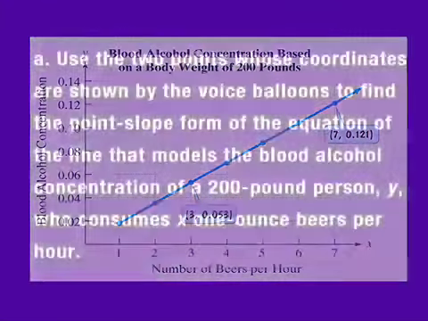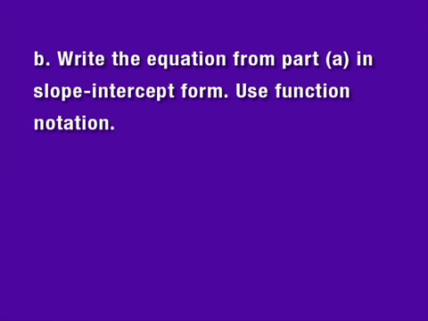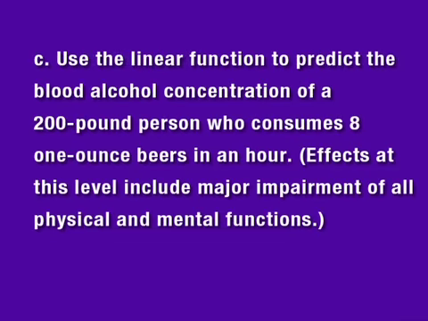Part A. Use the 2 points whose coordinates are shown by the voice balloons to find the point-slope form of the equation of the line that models the blood alcohol concentration of a 200-pound person, y, who consumes x 1-ounce beers per hour. Part B. Write the equation from Part A in slope-intercept form. Use function notation. Part C. Use the linear function to predict the blood alcohol concentration of a 200-pound person who consumes 8 1-ounce beers in an hour. Effects at this level include major impairment of all physical and mental functions.